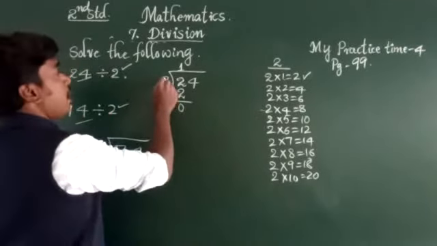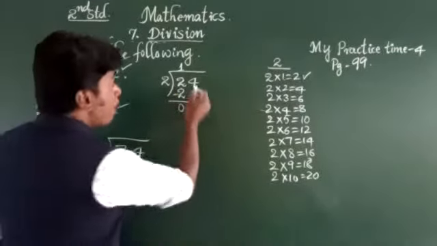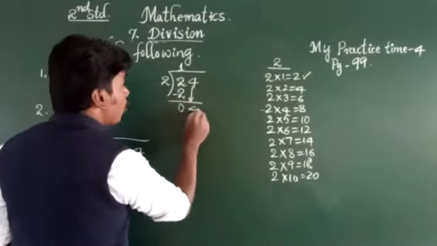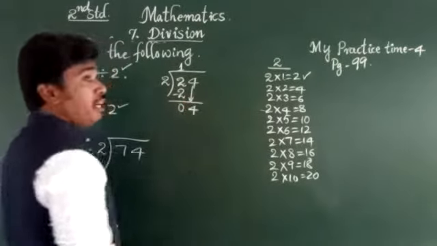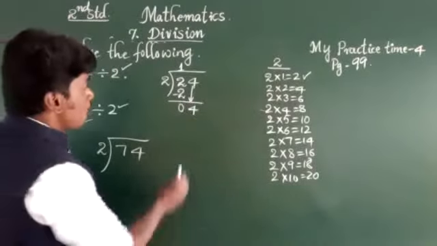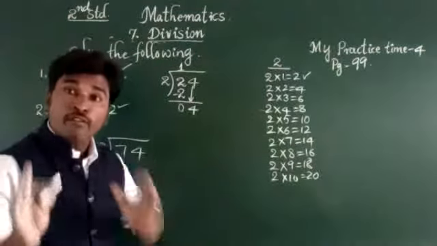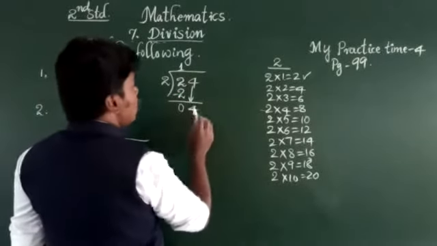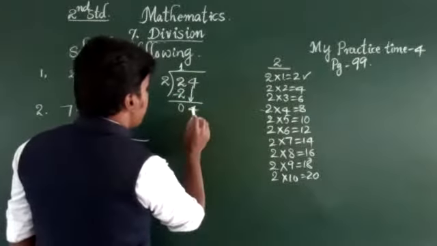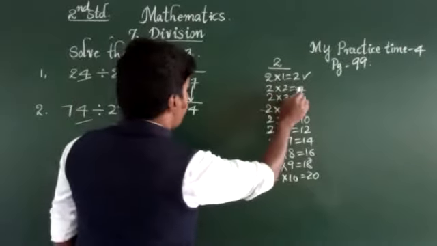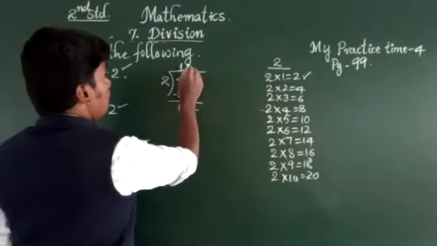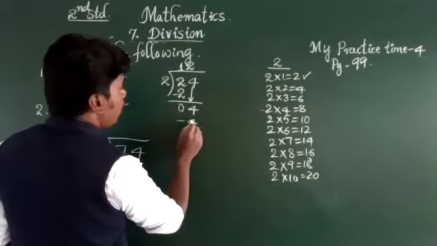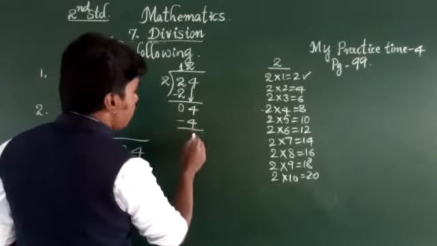0 is smaller than 2. Now what will you do? 4 is there. So bring down this 4. Now dear children, 0 4 is nothing but 4 only. Now you tell the multiplication table which is equal to 4 or less than 4. 2 twos are 4. Write 4 here. Subtract, 4 minus 4 is 0.